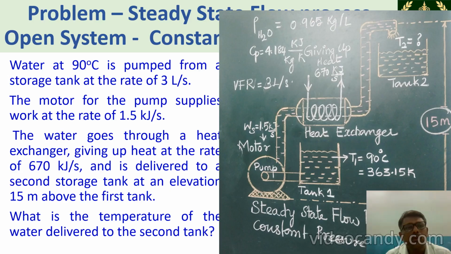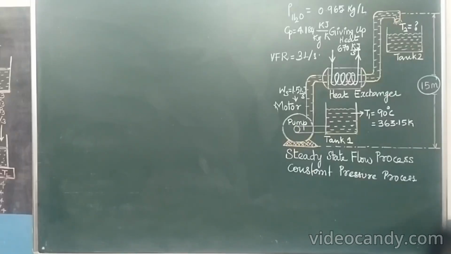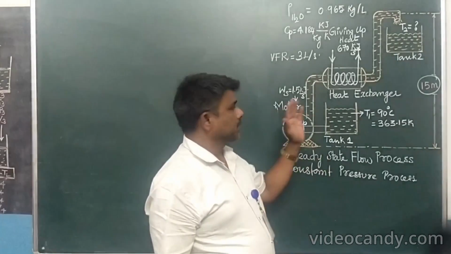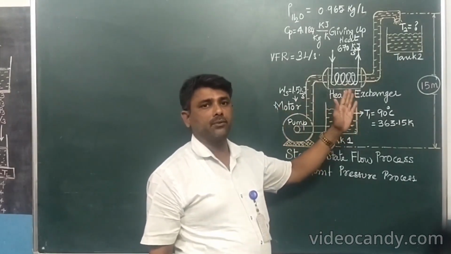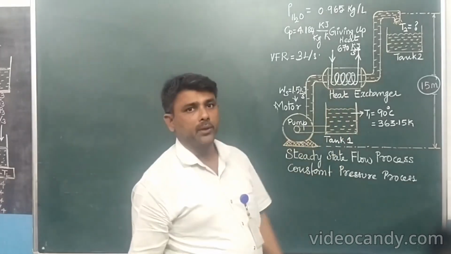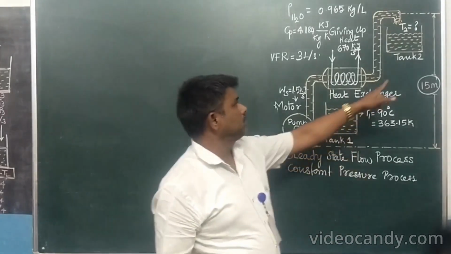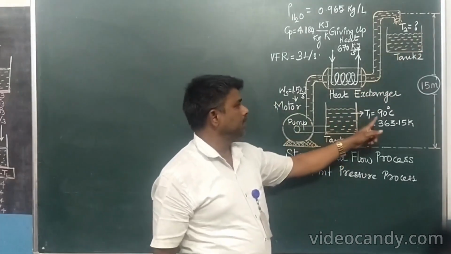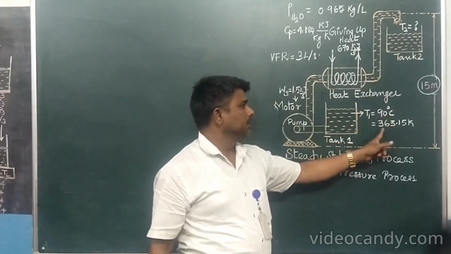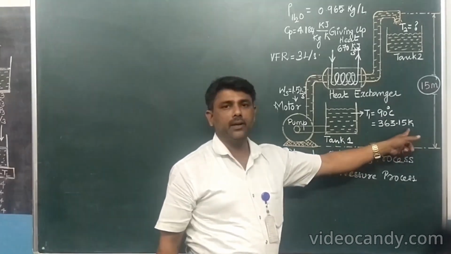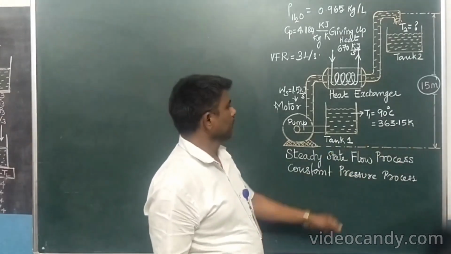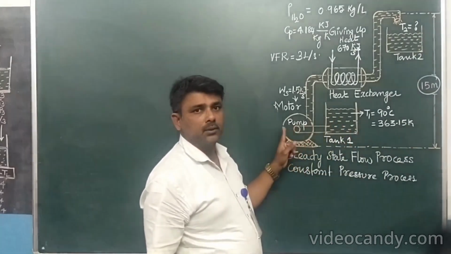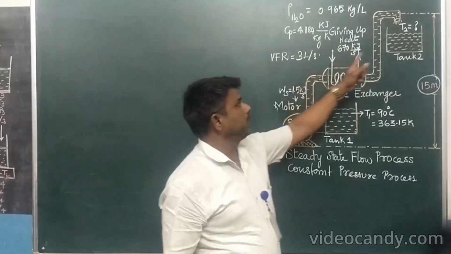Now let us start to solve the problem. Okay students, let us start. The pictorial representation of the problem is given here. We have two tanks, tank 1 and tank 2. The water present in the tank has a temperature of 90 degrees Celsius, that means 363.15 degree Kelvin.